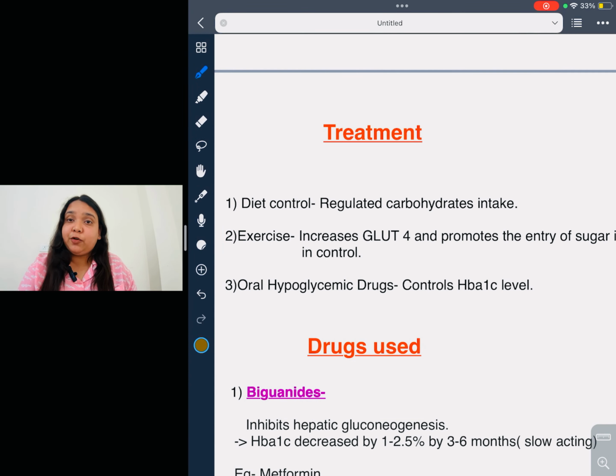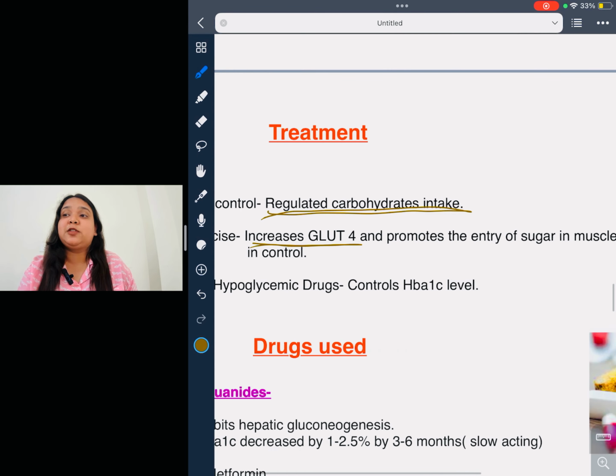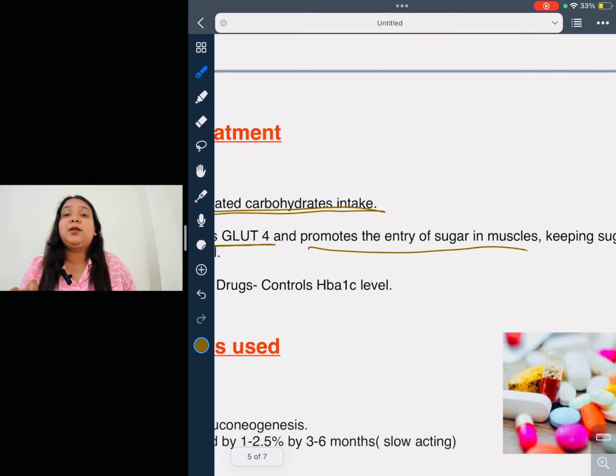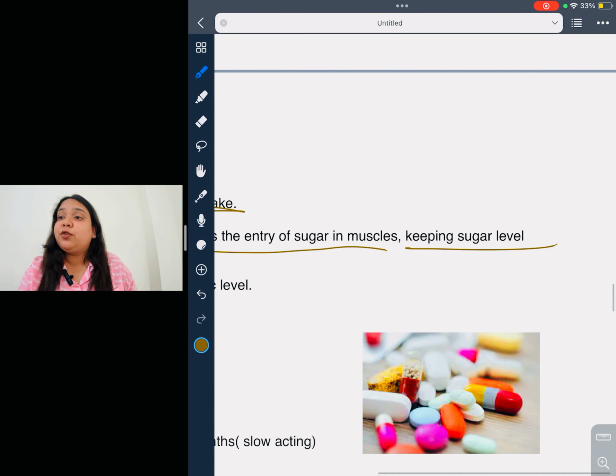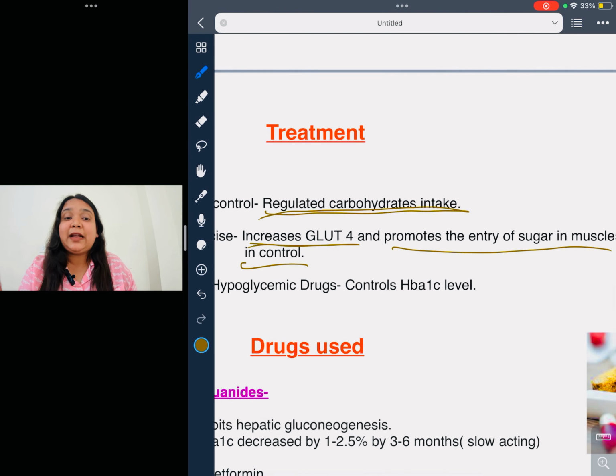The first thing you have to do in a patient with diabetes is control their diet. You have to tell them to regulate the amount of carbs intake. You have to motivate them to go for exercise, because if you exercise there will be an increase in your GLUT4 receptors, which can promote the entry of sugar in the muscles, which can keep your sugar levels under control. So exercise and diet control is very important in diabetes type 2.